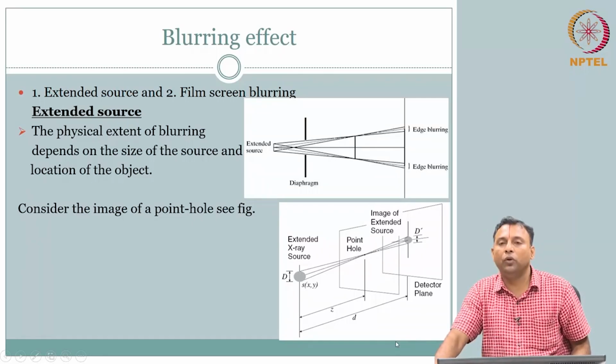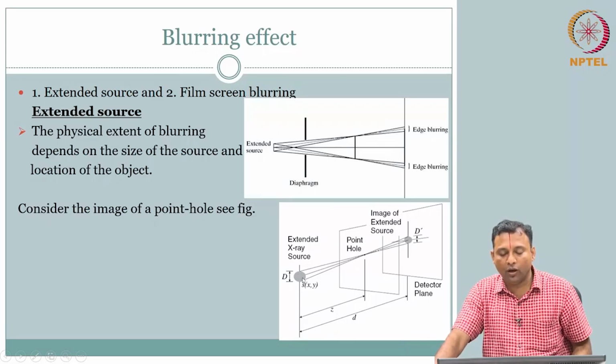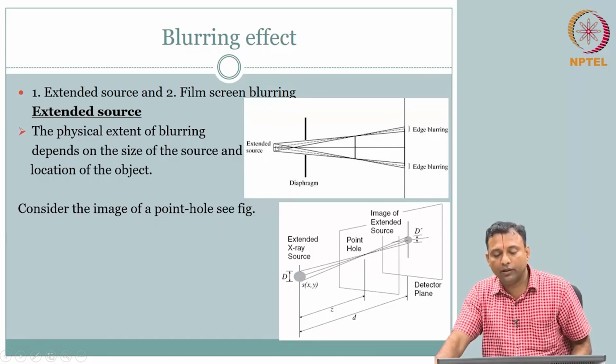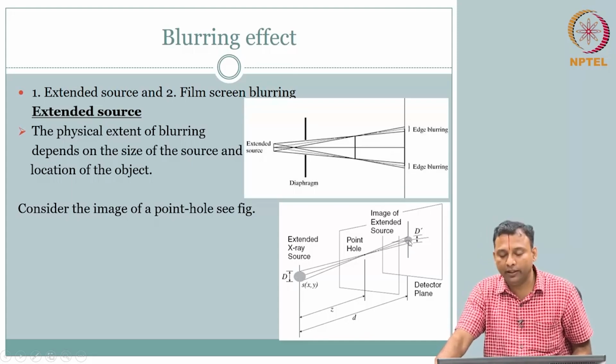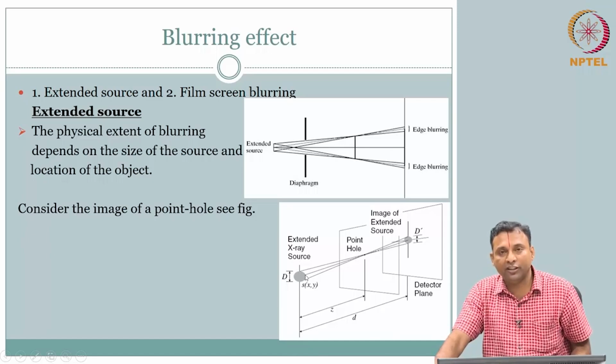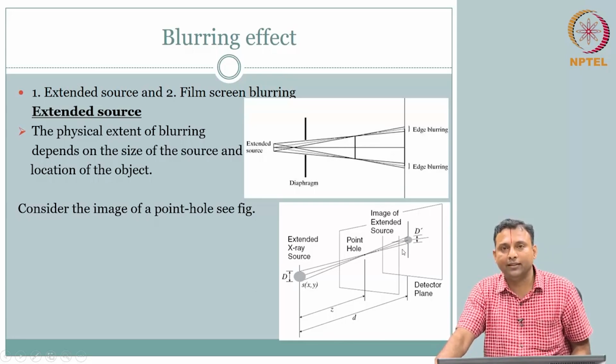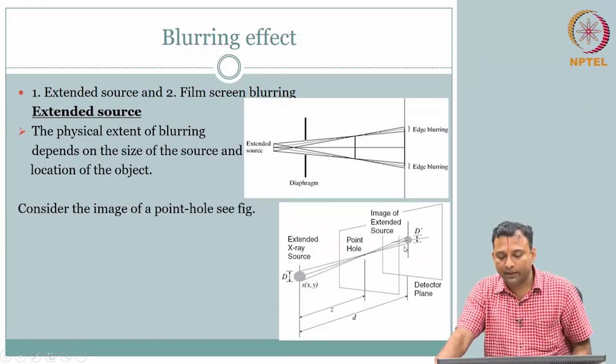Now what you notice is that this source has finite dimension, capital D. The ray from the bottom and the ray from the top go through the hole and come here. So what are you going to get? In the detector, you are going to get a version of the source, a copy of the source. Of course it is going to be scaled. It is not going to be of the same size, it is going to be scaled.